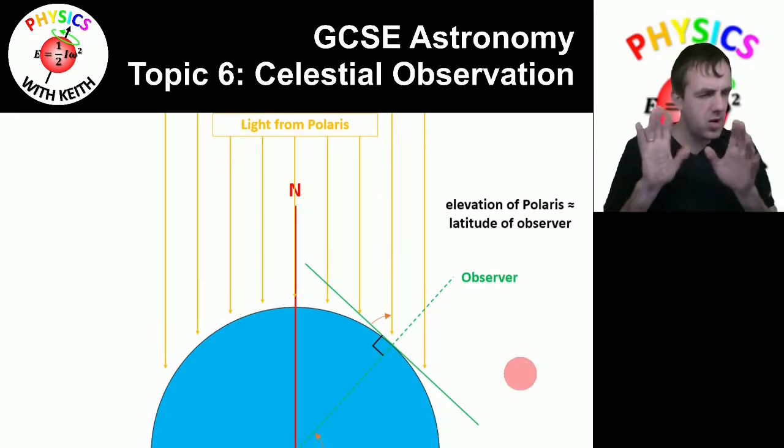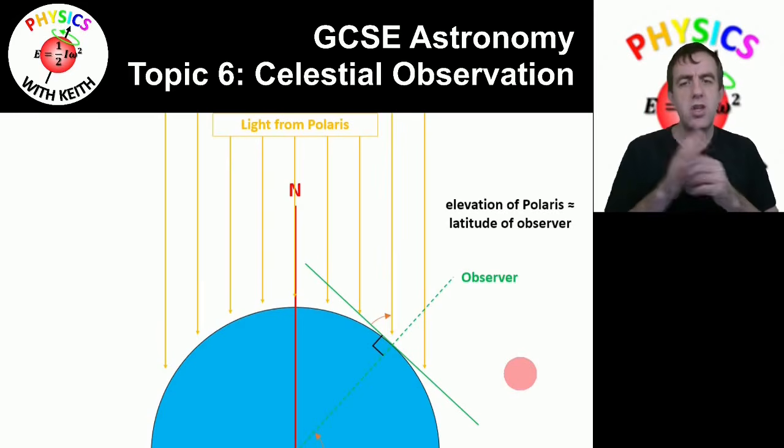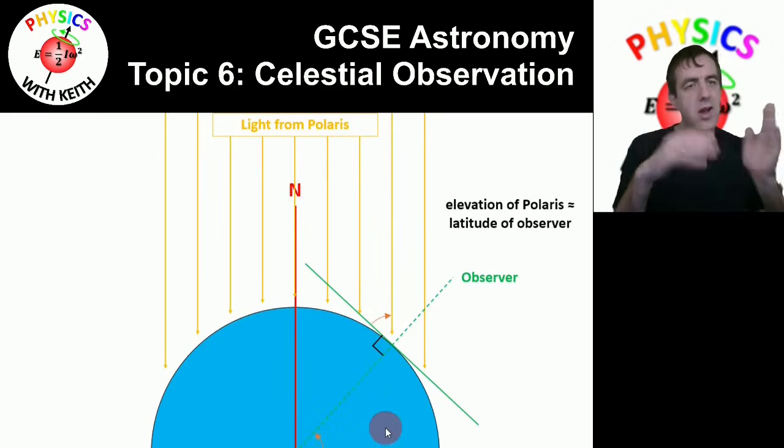And if you want some sort of confirmation of that, try and visualize this picture and imagine that you were stood further and further north. As you do that, this angle will increase, but so will this angle. And eventually this angle will be 90 degrees, and so will this angle. And if we were stood on the equator, this angle would be 0, and so would this angle. So you can see the two angles are the same.